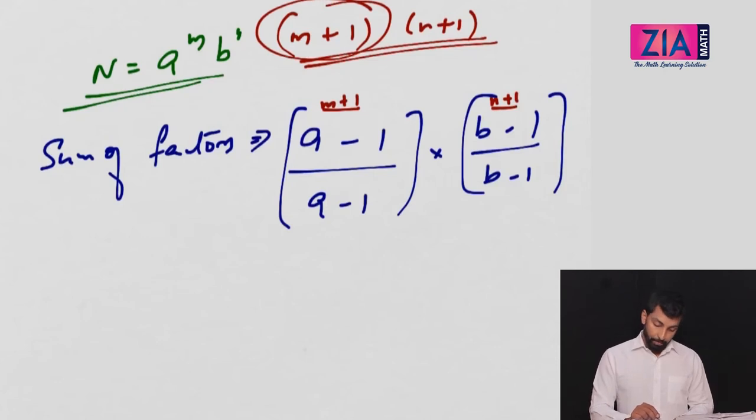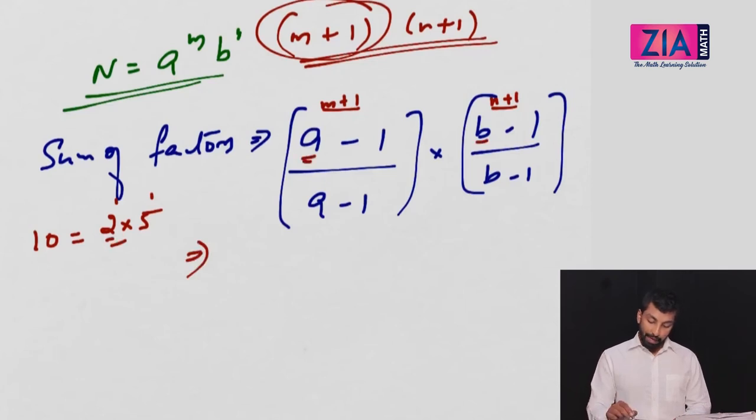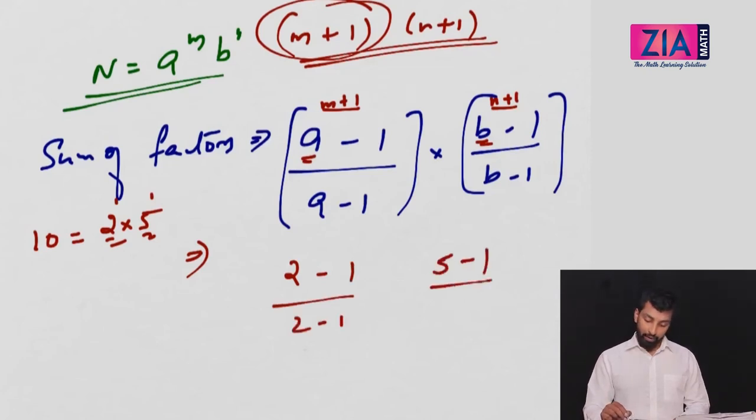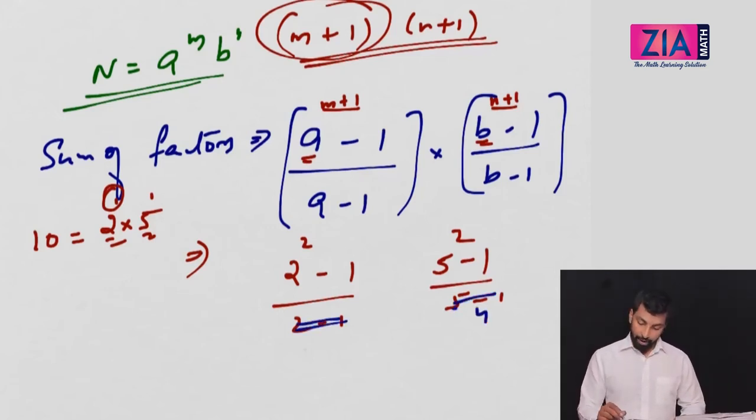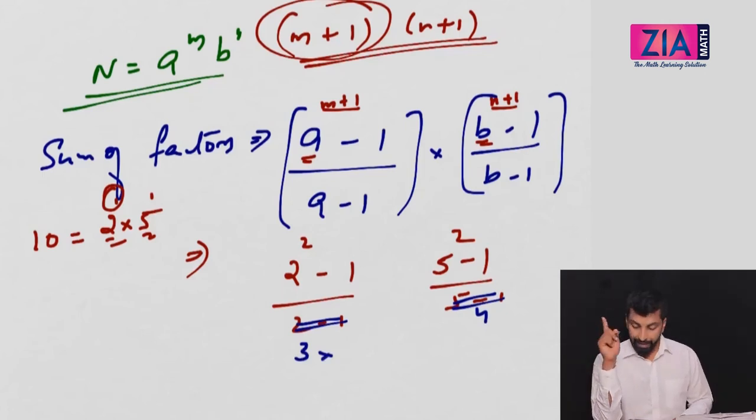So in case of 10, let's take 10, a very simple number, 2 into 5, right? So 2 raised to 1 and 5 raised to 1. So how will you find it? a is actually 2, b is actually 5. So you write it as 2 minus 1 divided by 2 minus 1 and 5 minus 1 divided by 5 minus 1. Now what about the power? That is 1 plus 1, that is 2, here also 2. So this becomes 2 minus 1, 1. This is 4, right? 5 minus 1 is 4. So 2 square minus 1. 2 square is 4, minus 1, 3. So this is 3. 5 square minus 1, that is 25 minus 1, 24, divided by 4, 6.